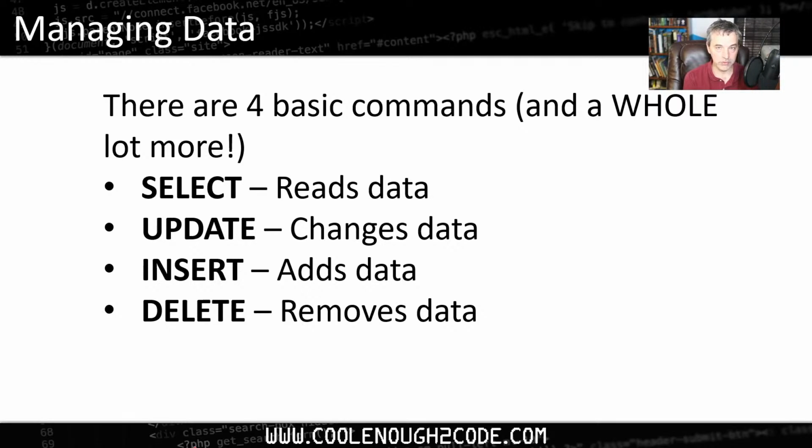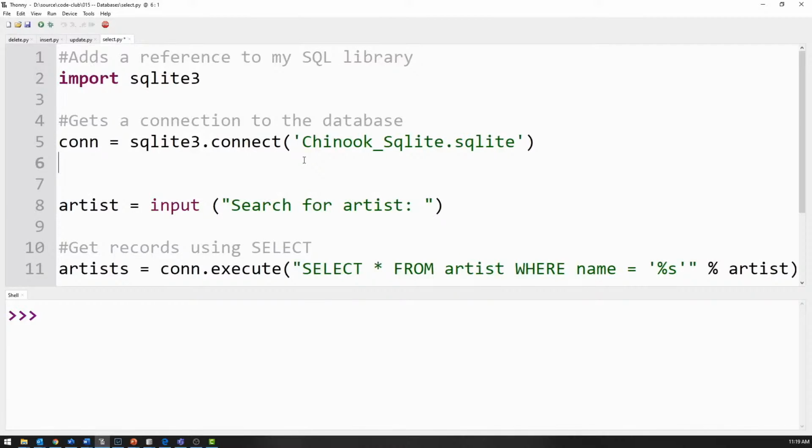So let's go over to Tony finally and look at some examples of how you can implement these commands inside of Python. So here's a piece of code that will access and get data out of a database. I want to walk you through this code. Now, this particular database right here is the Chinook database that we were just looking at inside of DB Browser.